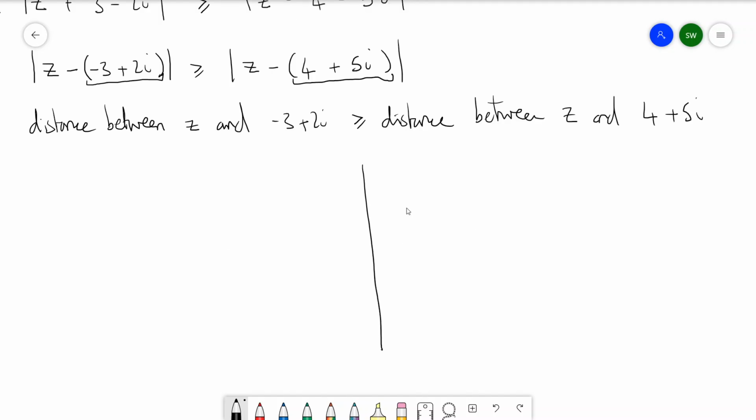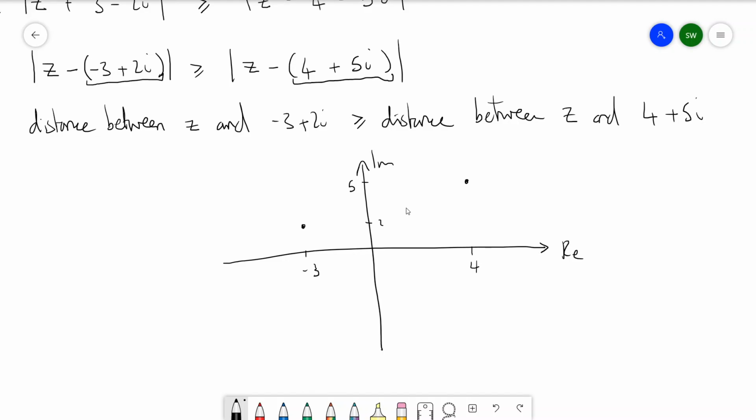So if we sketch out the Argand diagram, the first thing that we're going to do is we're going to plot these 2 points. So we've got minus 3 plus 2i. That's our point there. And we've got 4 plus 5i. And that's our point there. So we want the points that are further away from minus 3 plus 2i than they are of 4 plus 5i.